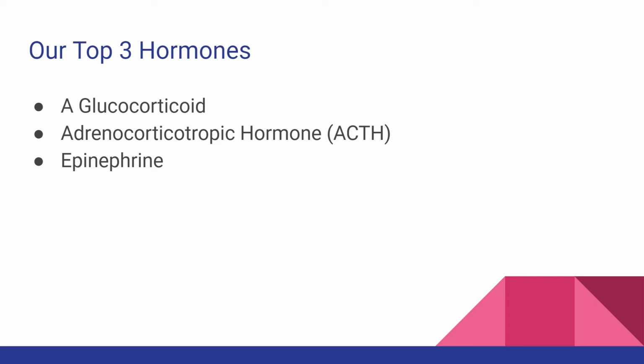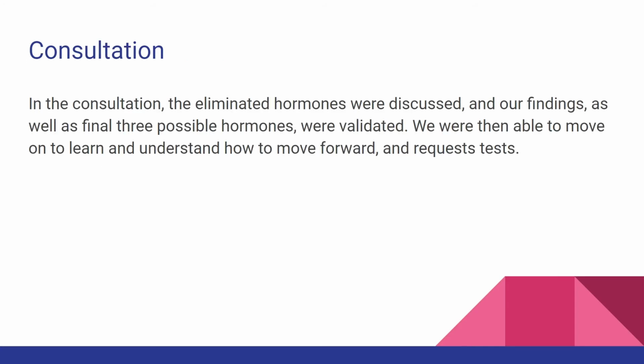After narrowing down the hormones and eliminating the insignificant ones, our top three potential hormones were glucocorticoid, ACTH, and epinephrine. In our consultation, we discussed our elimination process and how we narrowed it down. We further discussed what our hormones could potentially be, and our final three hormones were validated.